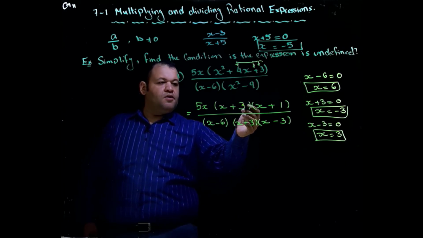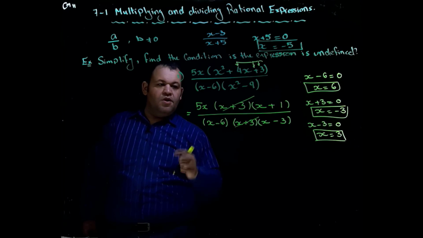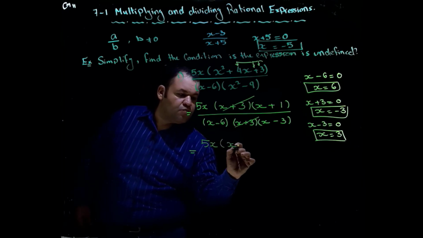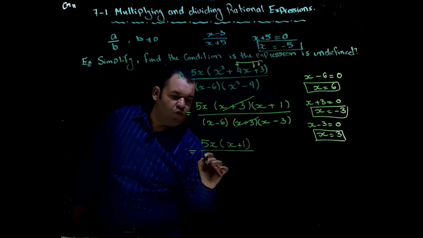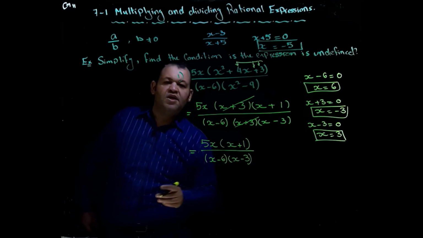Now we can simplify. You will find x plus 3 and x plus 3, so we cancel them. Now the remainder will be 5x times x plus 1 over x minus 6 times x minus 3. And that is the simplest form.